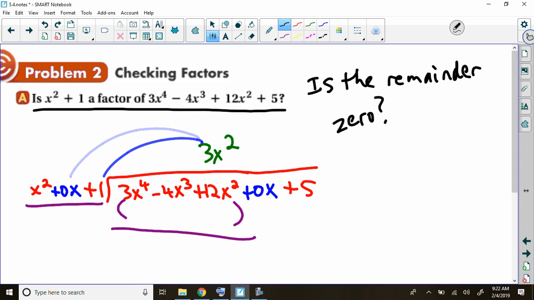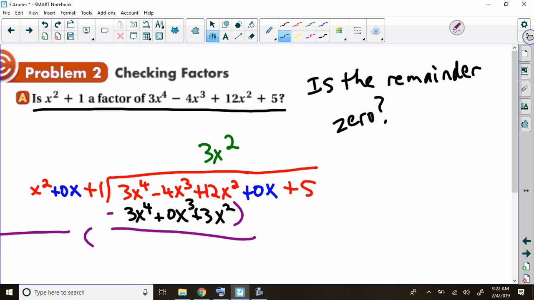So 3x squared times x squared is going to be 3x to the fourth. 3x squared times 0x is going to be 0x cubed. And 3x squared times 1 is going to be 3x squared. Now keep in mind we are subtracting. The 3x to the fourths, they all cancel, don't they? Okay. So 3x to the fourths cancel.